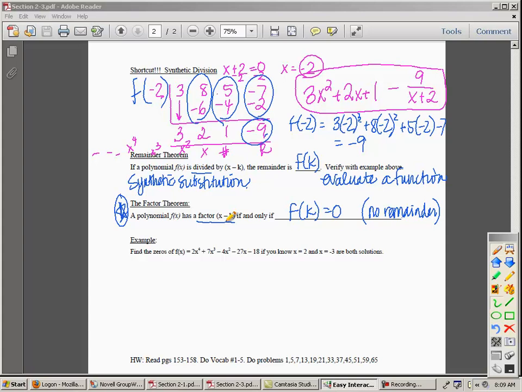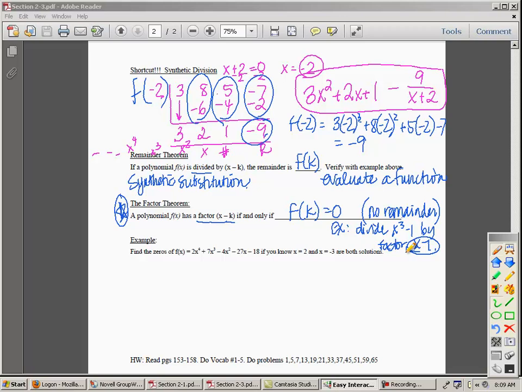An example of that would be the one on the first page where we said divide x cubed minus 1 by x minus 1. We ended up getting no remainder, and so that told us that this x minus 1 is actually a factor of this polynomial. So that's another nice little thing.